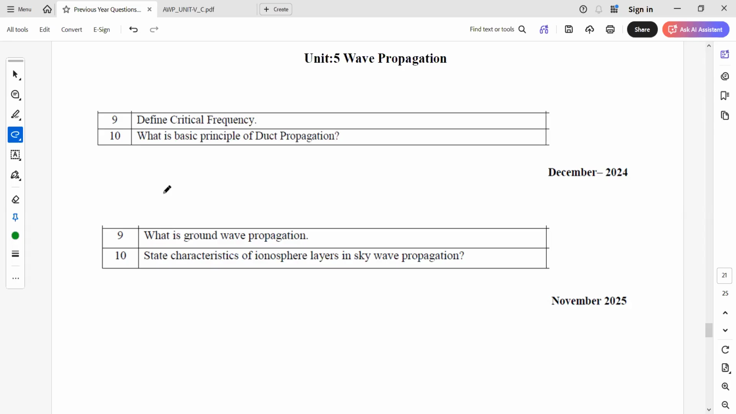So first we'll see the short questions as well as the long questions. Here theoretical questions are going to come as well as some small derivations, like critical frequency, maximum usable frequency, and line of sight. All these things are small derivations that you can see. So let's see, the first question is: define critical frequency.